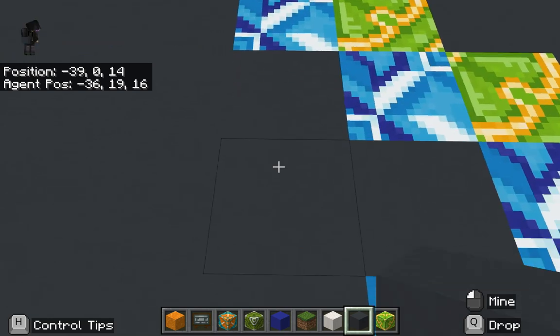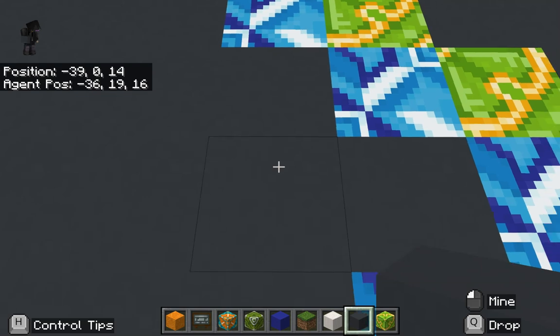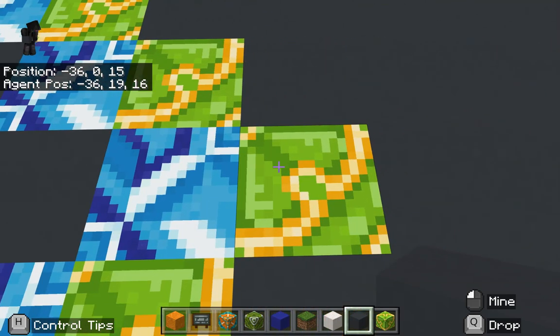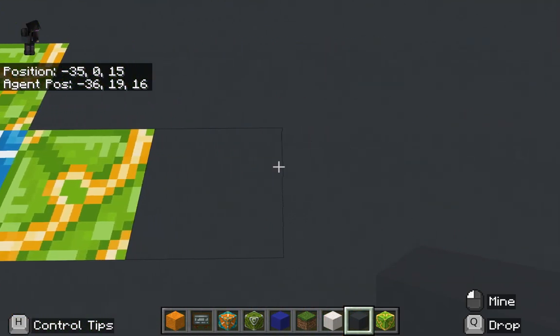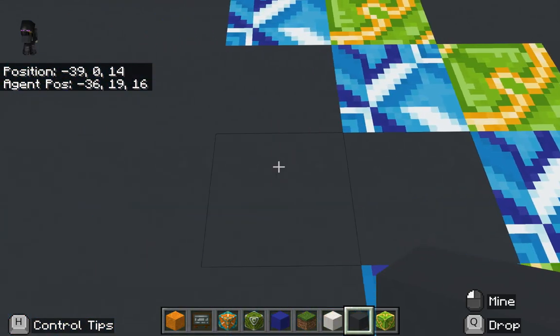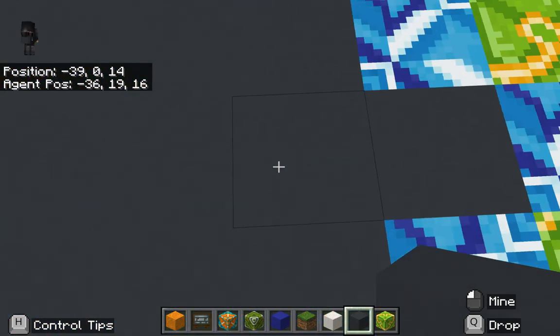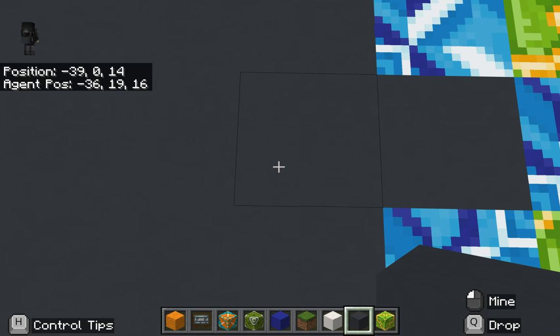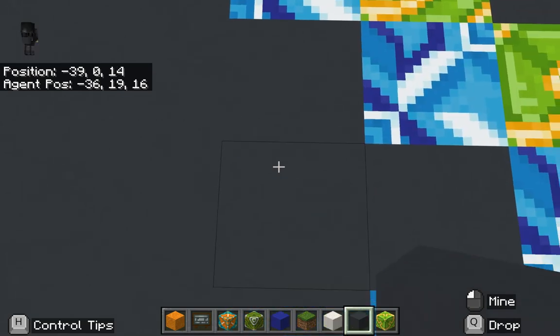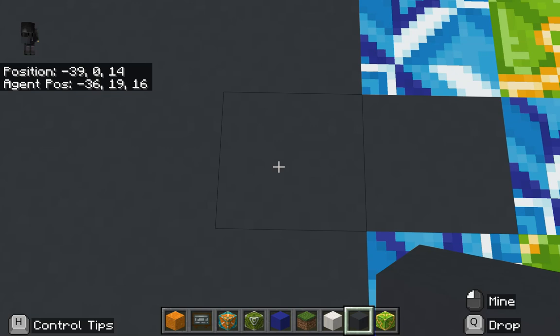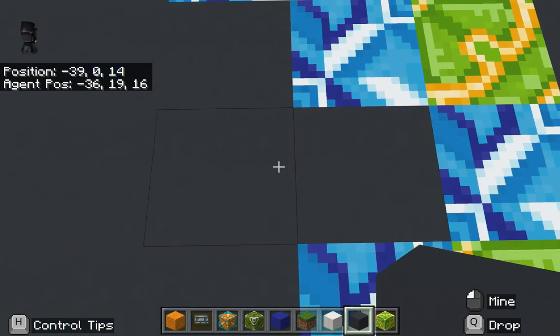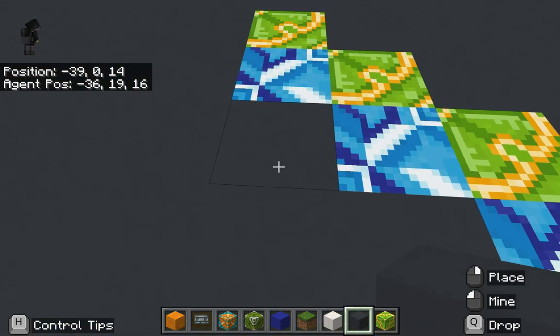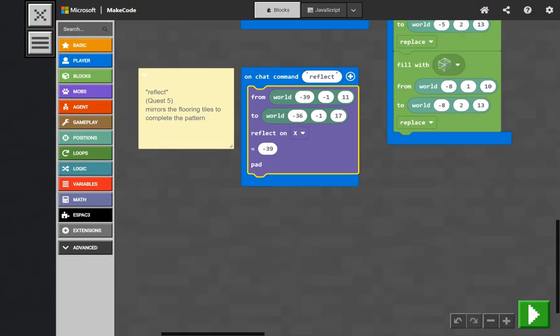So if you look at my X position in the top left of my screen, which is -39 right now, as I go to the right, it's going more positive, and here it's going more negative. I want the fold on the X to happen at -39. It's not how many blocks there are, it's what is the value on this X coordinate so it will fold along here, which is -39, which is why we put that in there.